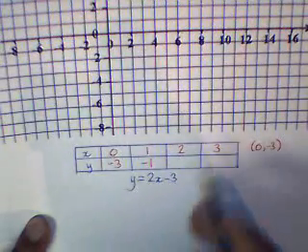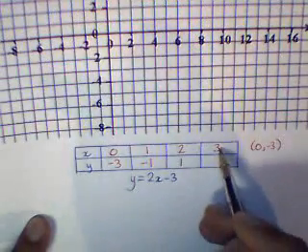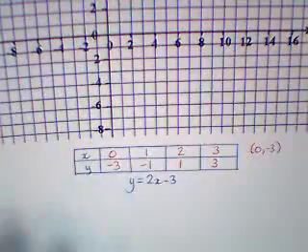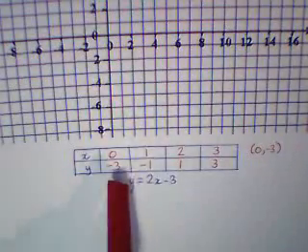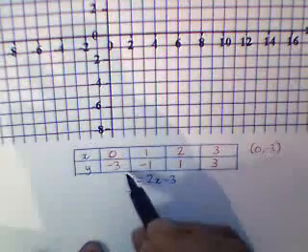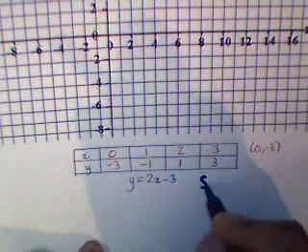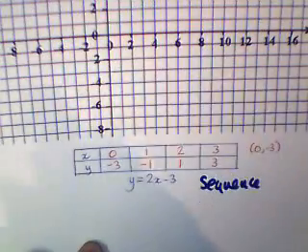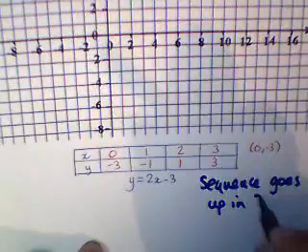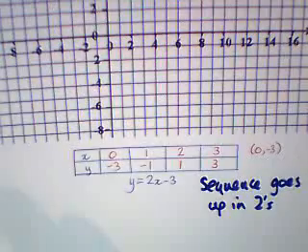We plot that coordinate, plot the other coordinates that we find here, and end up with a straight line graph. So the next one, when x is 1, we have 2 times 1, minus 3, so that's going to be minus 1. We have 2 times 2, which is 4, minus 3, which is 1. And we have 2 times 3, which is 6, 6 minus 3, which is 3.